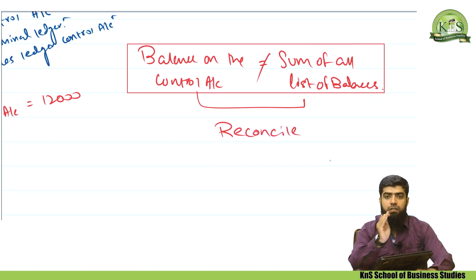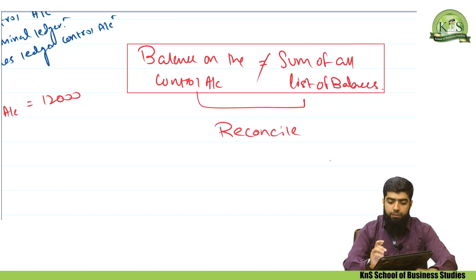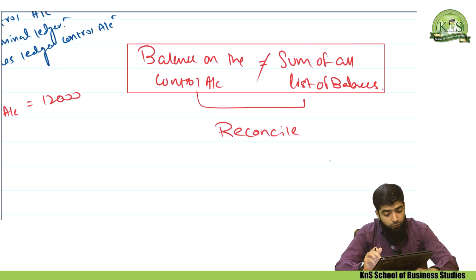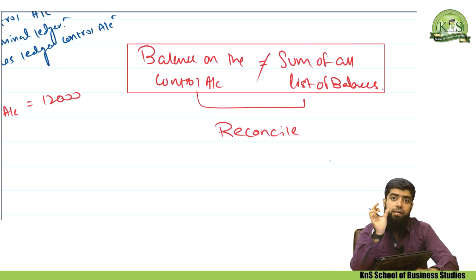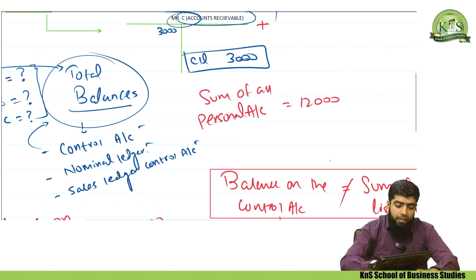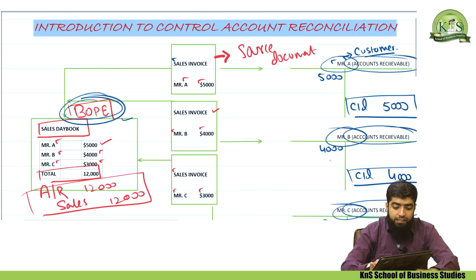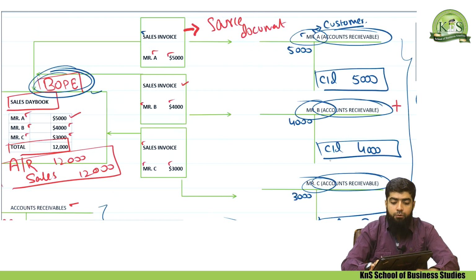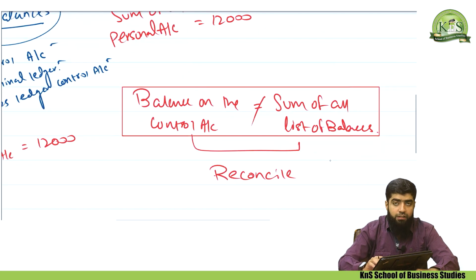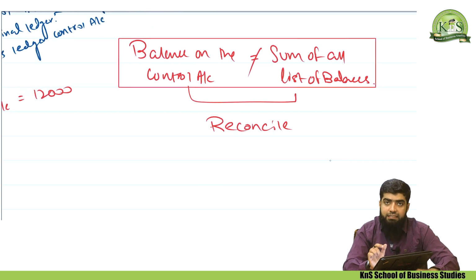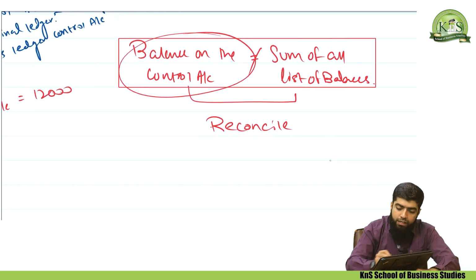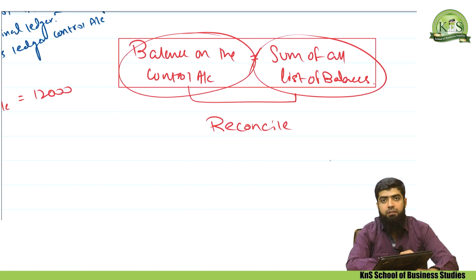the balances on the control account and the sum of all list of balances, for which we will be having a reconciliation. We'll be having a reconciliation of what? The control account. So that is the title of the topic, the reconciliation of the control account. Control account reconciliation is the process in which we reconcile the balances on the control account and the sum of all list of balances.